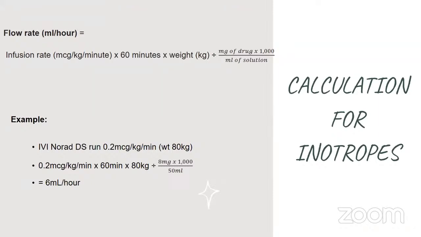IVI noradrenaline double strength run 0.2 mcg per kg per minute. The patient weight is 80 kg. So it's very easy. You just use 0.2 times 60 minutes times the patient's body weight. Then it's double strength stated here, so it's 8 mg in 50 ml. Then you'll get 6 ml per hour.